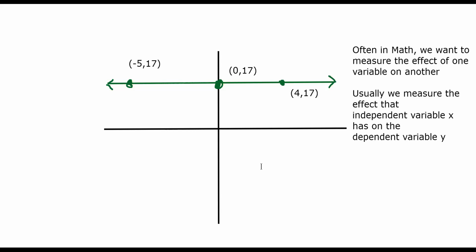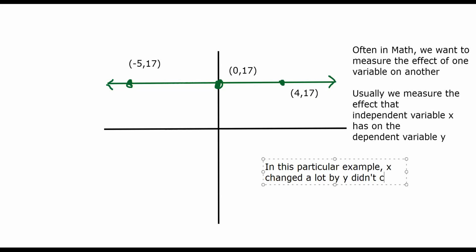So in this particular example, x changed a lot, but y didn't change at all. So x has no impact on y. Now, let's think again. Well, x changed, y didn't. Separately, independently from that, just put a pin in that. Let's come over here. What is the slope of this horizontal line? It has a slope of 0.